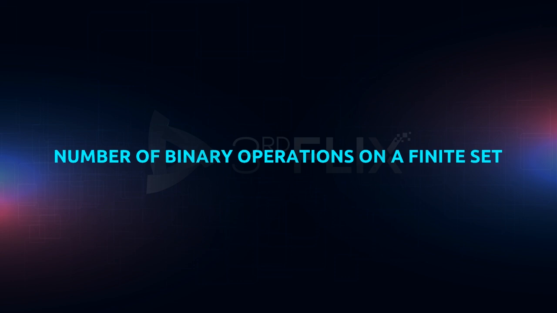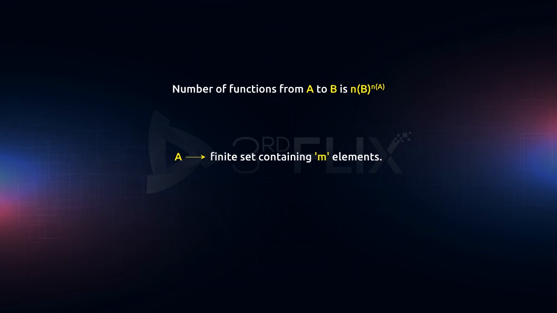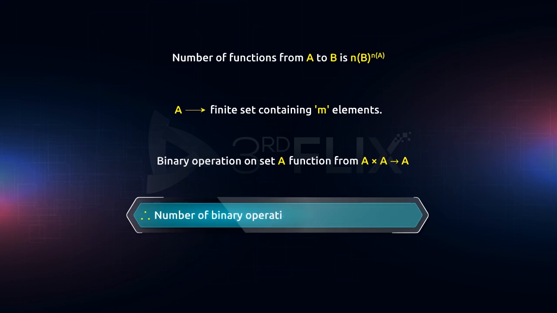Number of binary operations on a finite set. We know that the number of functions from A to B is n(B) power n(A). Let A be a finite set containing m elements. Since a binary operation on set A is a function from A cross A to A, the number of binary operations on A equals n(A) power n(A cross A), which equals m power m square.